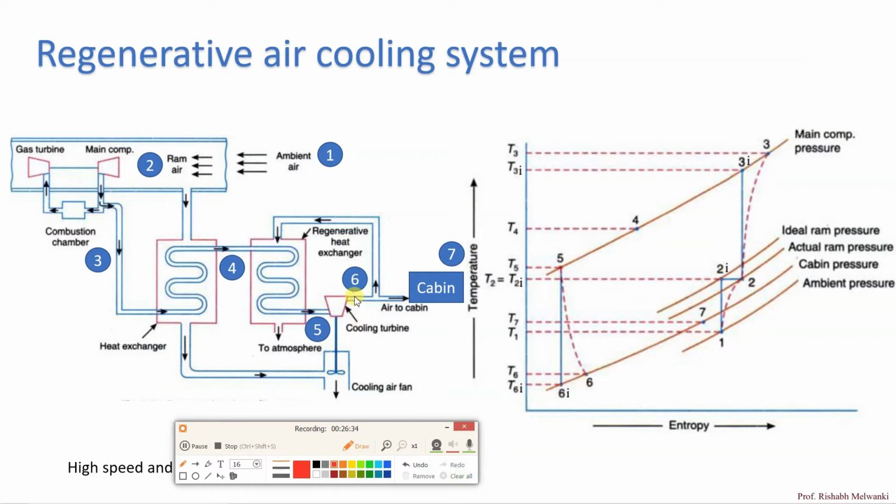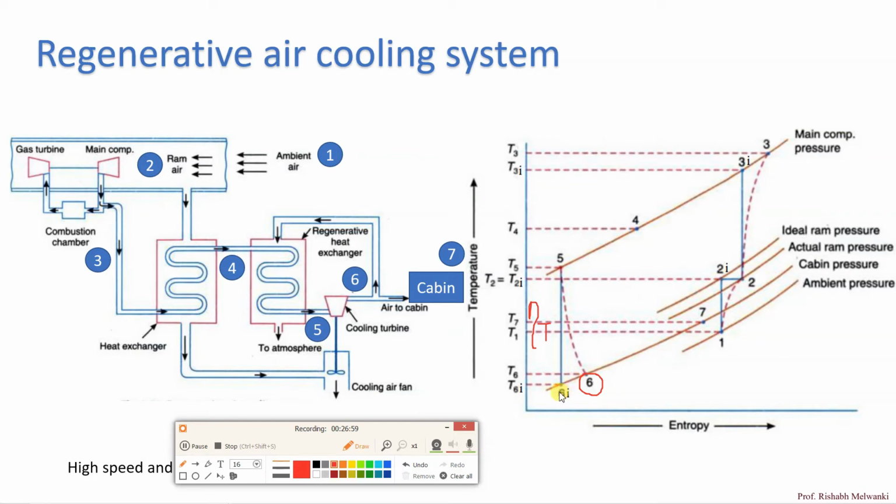Now at this point 6, the mass gets divided. Some mass of chilled air goes to the regenerative heat exchanger and some mass of chilled air goes to the cabin. Now suppose in the question the efficiency of the turbine is given. In that case we have to calculate the actual point 6 temperature, which will be greater than T6I.